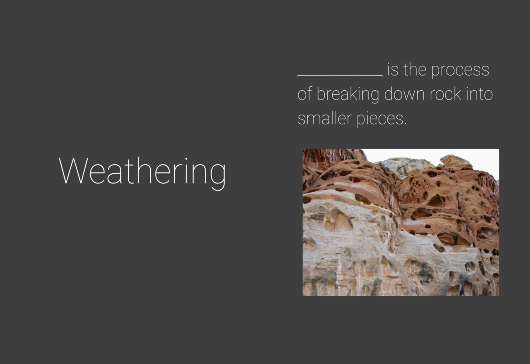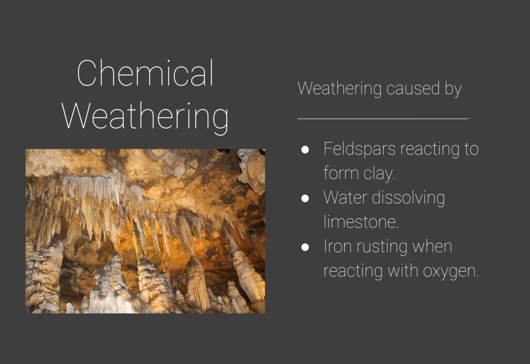First, let's look at the definition of weathering. Weathering is the process of breaking down rock into smaller pieces. So this is taking a big rock and then breaking it into many smaller sized rocks. There are two main types of weathering, chemical weathering and mechanical weathering. Let's take a look at chemical weathering first. Chemical weathering is caused by chemical reactions.